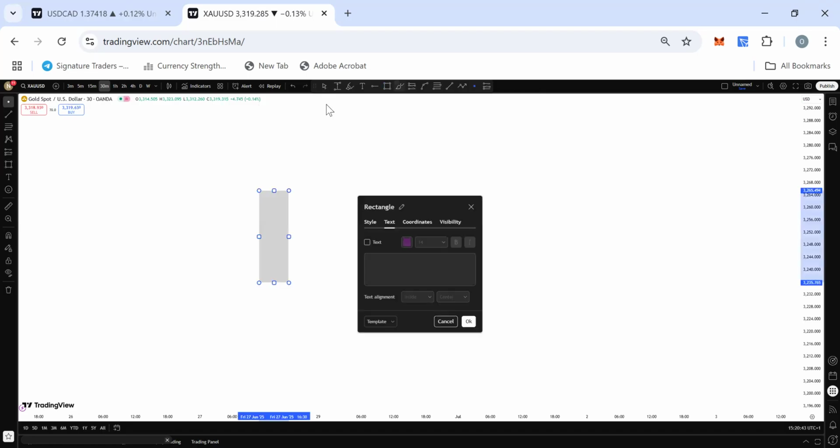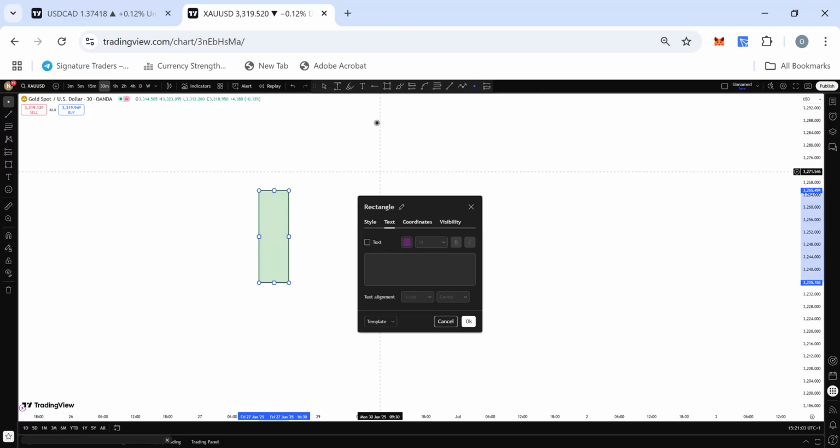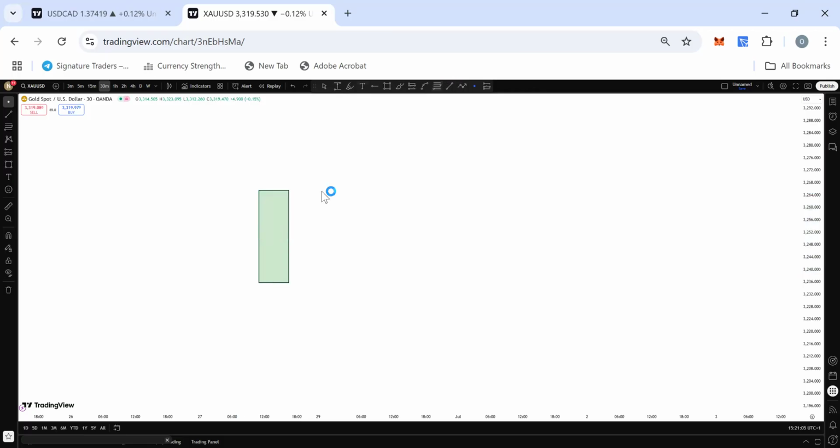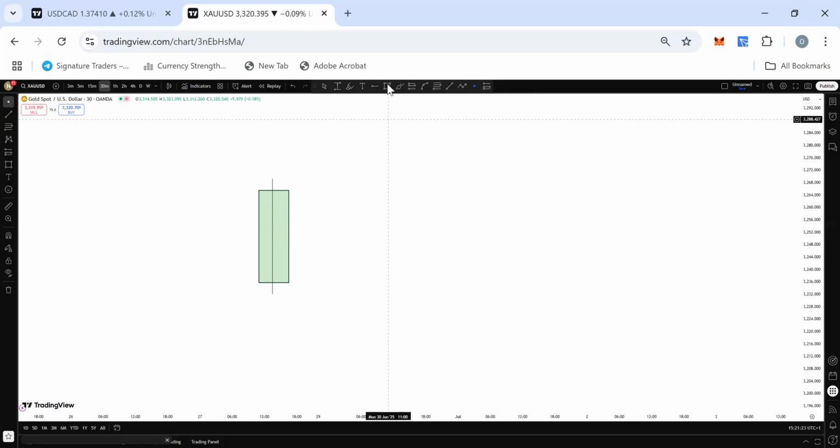This is a candlestick. Let's call this a bullish candlestick. Put a wick. Let me also increase the texture of this candle. We also have a bearish candlestick like this. This is a bearish candlestick.